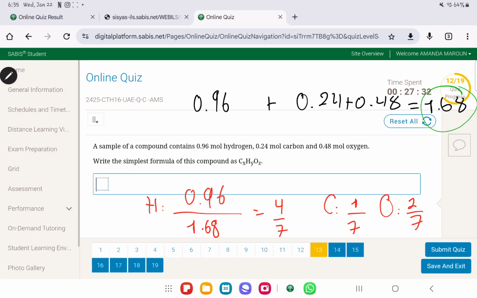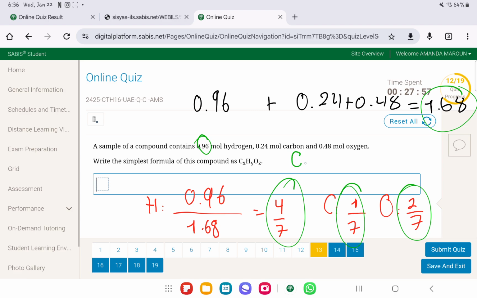So again, what did I do? I added them all. I took the total. Then I took the mole of each one, divided it by the total. So 0.96 divided by 1.68, 4/7. Then 0.24 divided by 1.68, 1/7. Then 0.48 divided by 1.68 is 2/7.